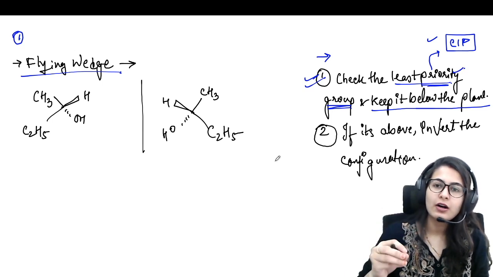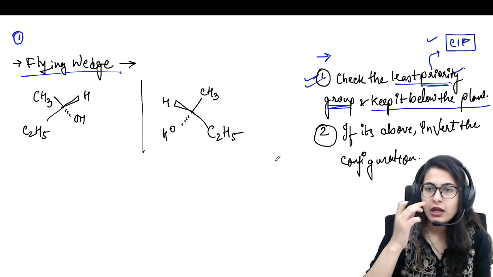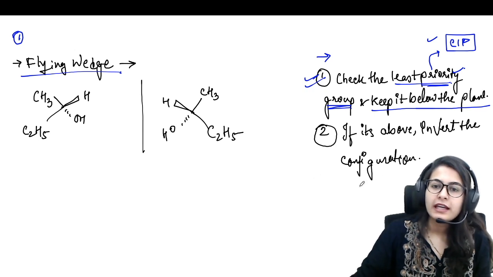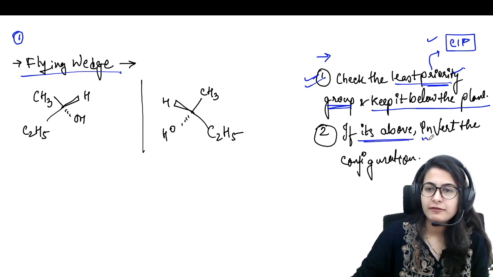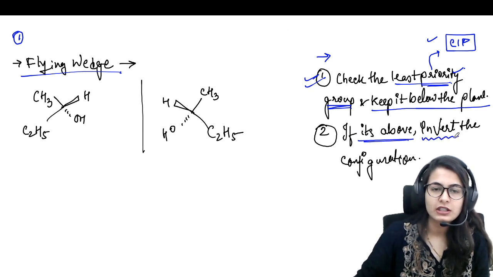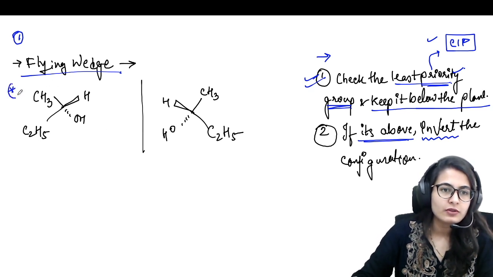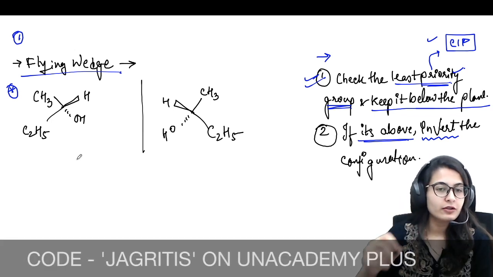If somehow it is not drawn below the plane, you don't have to redraw it in a different way. What you are going to do is, whatever configuration you find out, if the least priority group is above, you just have to invert the configuration. That means, let's try it out on this first molecule. So we will first give all the priorities and check where the least priority group is.